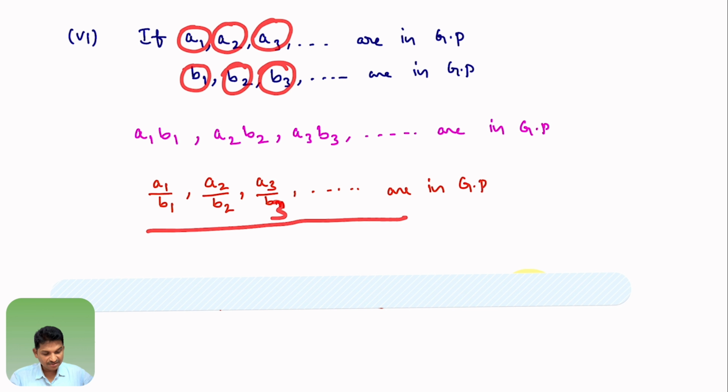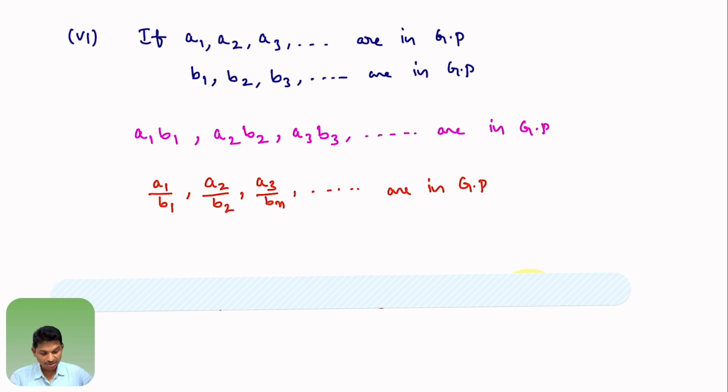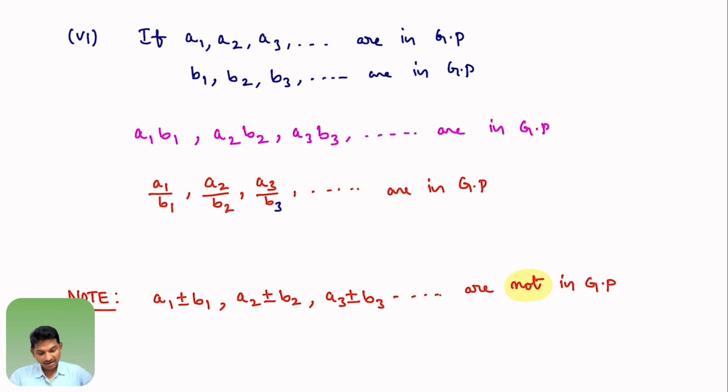If you write like this, then whatever you get also forms a geometric progression. These things you can check easily with the help of an example. And one point is, if we add these terms, a1 plus b1, a2 plus b2, a3 plus b3, they are not in GP. Not only that, a1 minus b1, a2 minus b2, a3 minus b3, they are not in GP. You can understand these things by taking a few examples. Now we'll move to the next point.